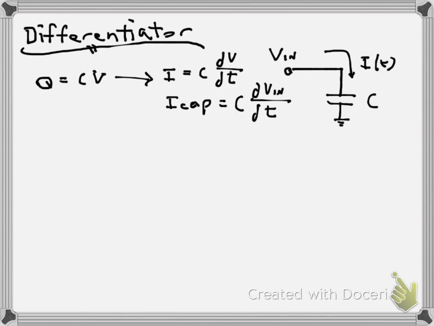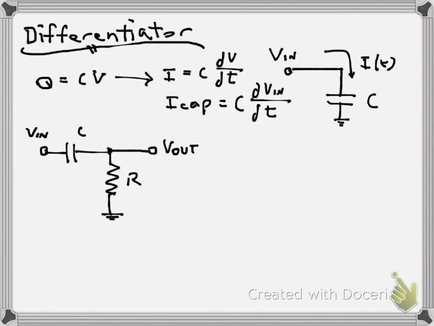So let's draw a similar circuit that will provide us a way of getting the rate of change of the input voltage. So here I've drawn a slightly altered circuit. I still have the capacitor, but now I have this resistor. And so, of course, the current is proportional to the voltage across this resistor. And so that should give me a handle on this current that's proportional to the rate of change of the input voltage.